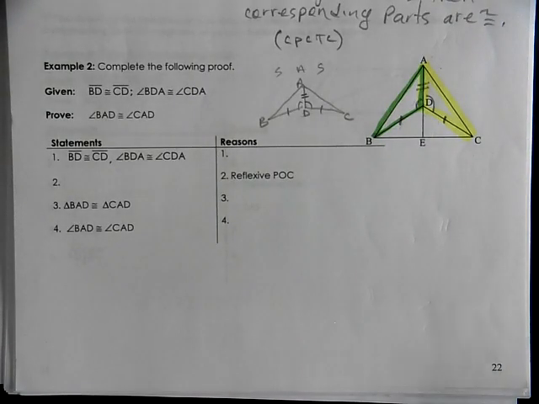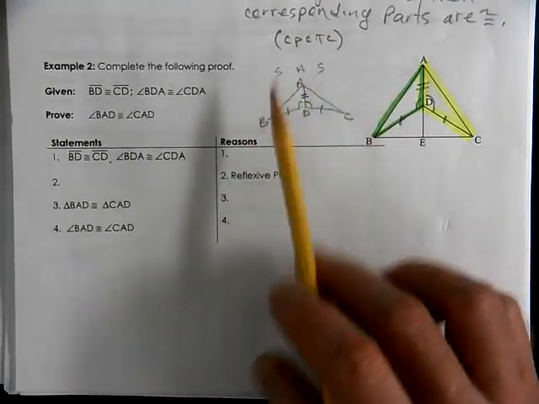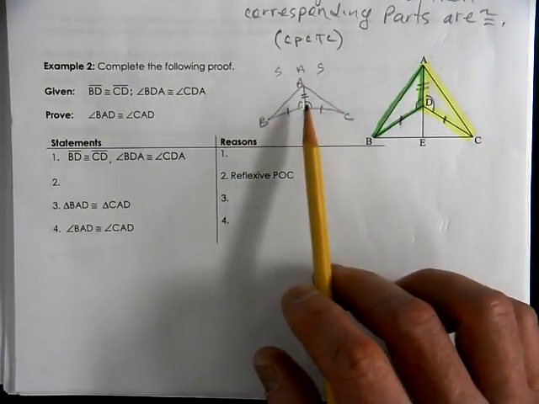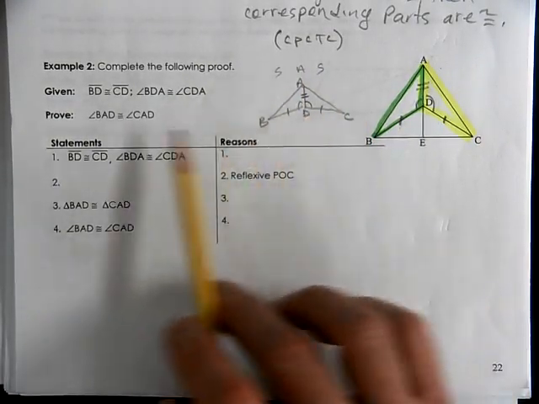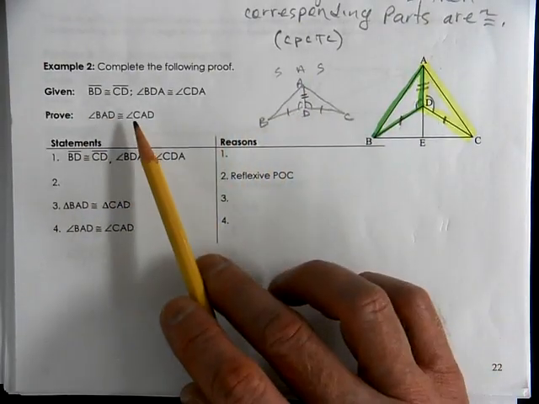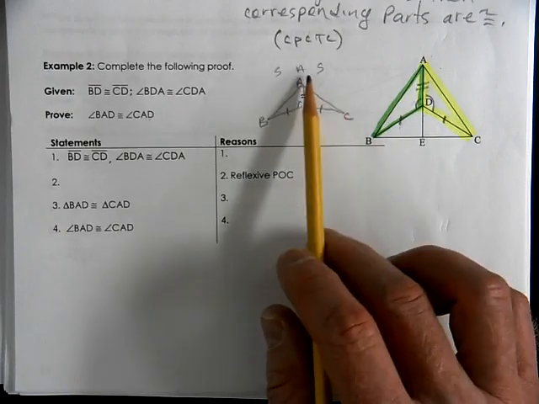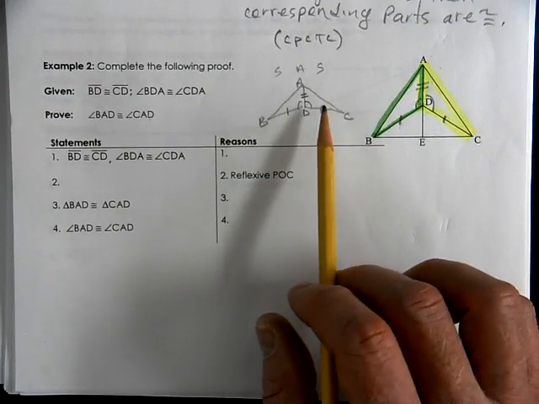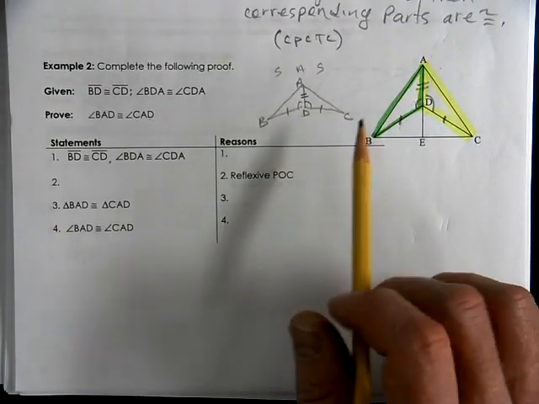Now let's go ahead and try to fill in our proof. You've made a plan. You now know what triangles you're trying to work with. And your final answer of BAD is part of that green triangle, and CAD is part of the yellow triangle. They're corresponding parts.